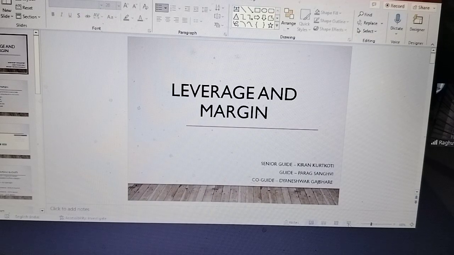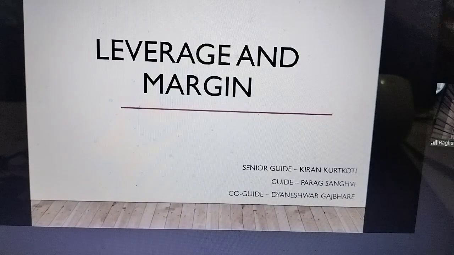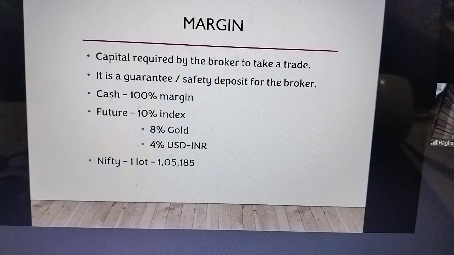So today's topic is about leverage, margin and the rollover expenses. First, let me speak about the margin. What do we mean by margin? Margin is the capital that is required by the broker to allow us to take a trade, and it's like a safety deposit for the broker.